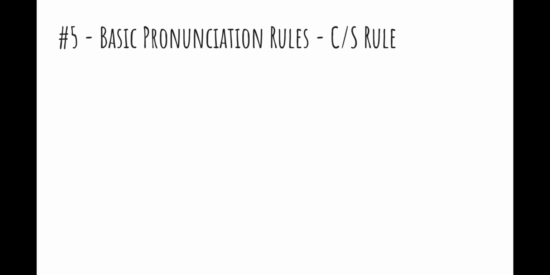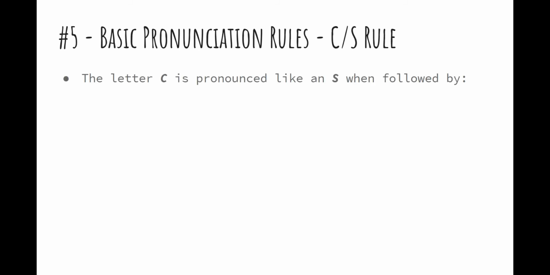All right, then we have, switching away from stress, pronunciation rules about how certain letters sound. And so first off, we have the C's rule. This is for the letter C. The letter C is pronounced like an S, or we call that the soft C, when followed by the vowels, the English E and I, the Spanish A and E.